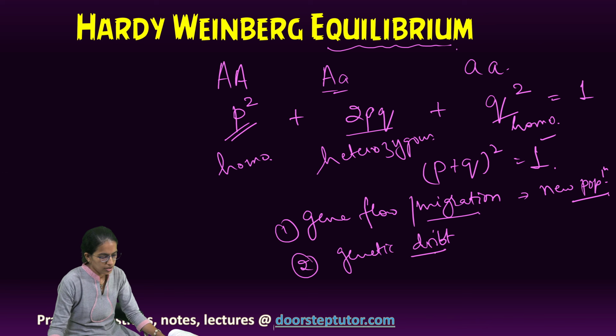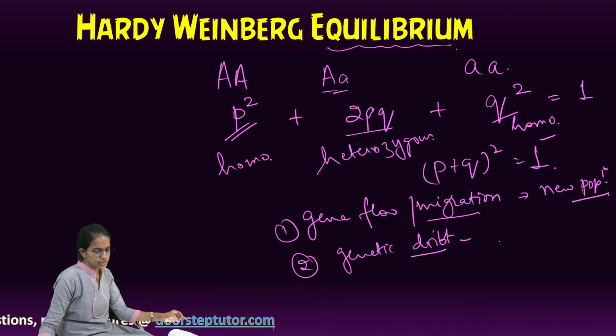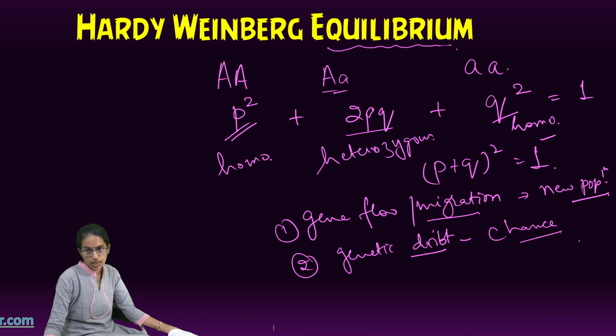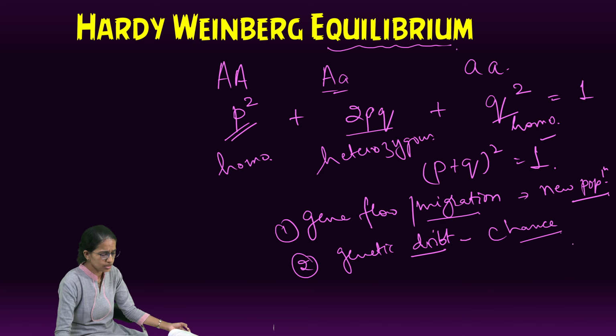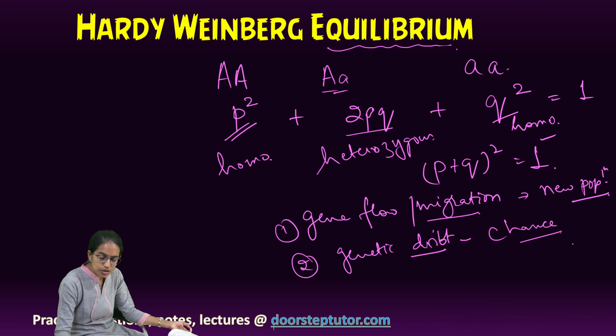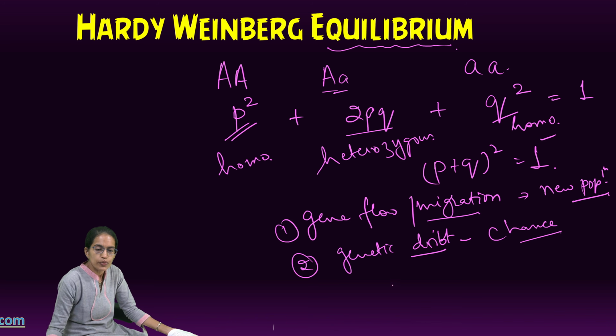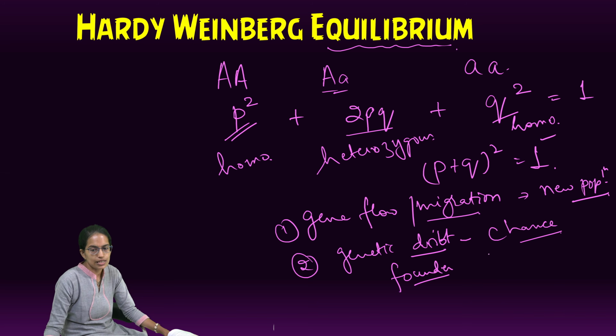The next is genetic drift. Genetic drift is actually the change that occurs by chance. It is not a change which is willingly created. It is a change that occurs just because of a mere incident. It is just by chance. So when it is by chance, there are new samples which are created, and these new samples are a little different from the original sample. So the original sample is the founder and new samples are created because of chance.